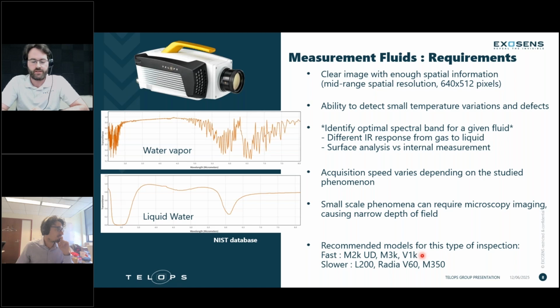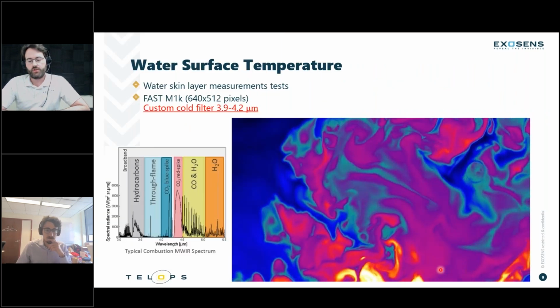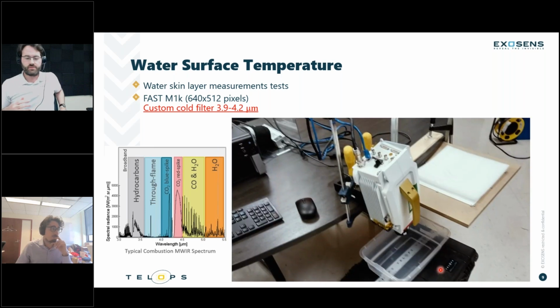For slower phenomena, then you have the L200 grid image in the long wave as well for heat transfer. Same for the V60, a much cheaper entry-level option with a grid image, or the M350 in the mid-wave band. So I'll go over just a few examples.